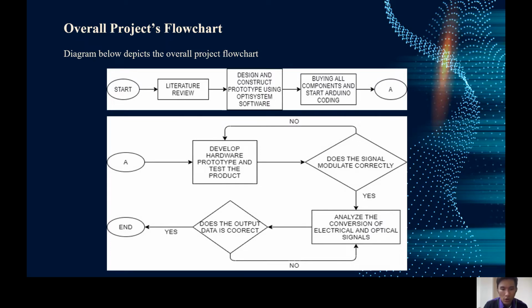Okay, this is the overall project's flowchart. Literature review was conducted based on past project research, and the knowledge collected will be implemented. The goal of the project is to construct a system prototype with the help of the OptiSystem software, and the prototype will then be put through its paces to ensure that the hardware is working and functioning properly.